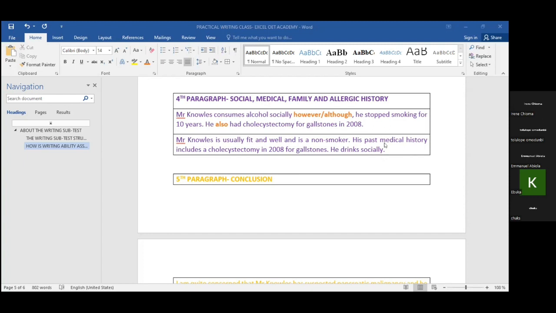I just said his past medical history includes a cholecystectomy in 2018 for gallstones. So you can use this. All right. His past medical history includes, okay, a cholecystectomy in 2018 for gallstones. Still the same thing. Full stop. He drinks socially. But then remember that if I use this, he drinks socially, okay, I've made it a simple sentence. All right, but rather I can bring it up here and make it complex.